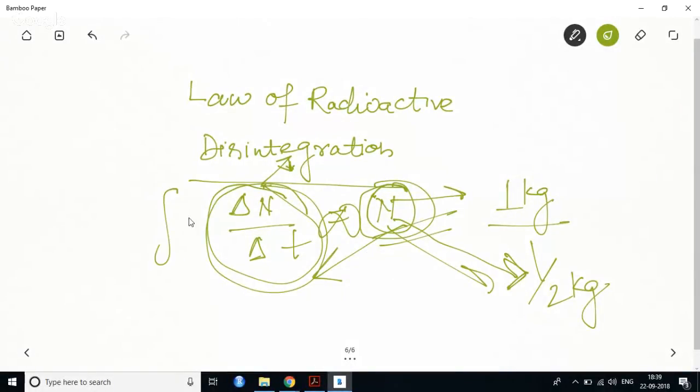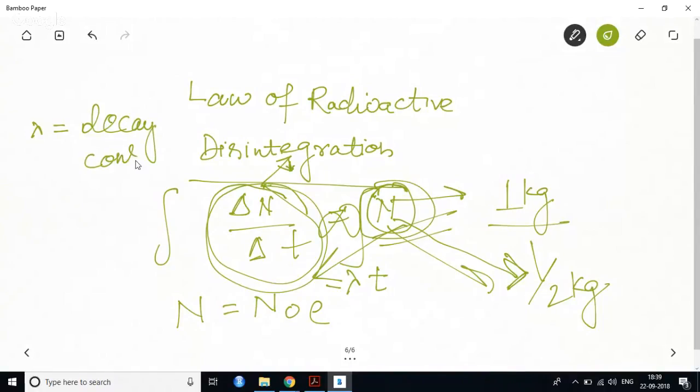Now, if you integrate it, N comes out to be N naught e to the power minus lambda t. What is lambda? Lambda is known as the decay constant. Try to understand what happens whenever lambda increases. A higher value of lambda means more disintegration. A higher value of t means more disintegration. So this formula, you should remember it. I don't think you will get a question on this formula, but you should remember this.